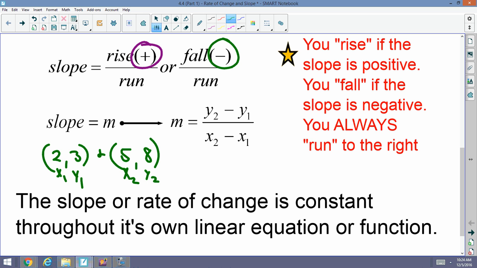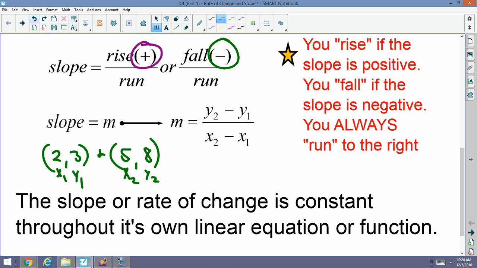I don't care which one you called x1, y1. If you wanted to call 2, 3, x2, y2, that's fine. What you cannot do is mix and match. So you can't say, oh, this is x1, but then this is y1. And this is x2, and then this is y2. No, you can't do that. You cannot mix and match.